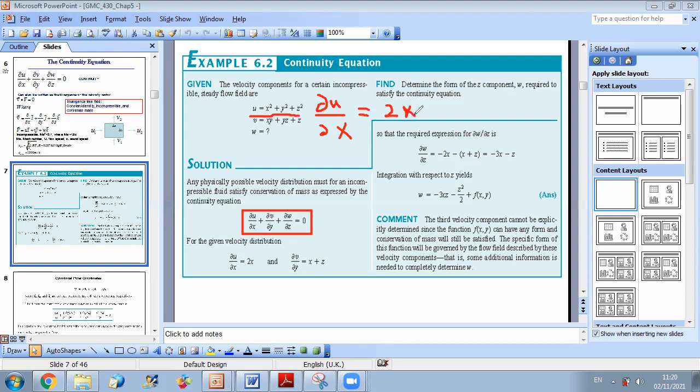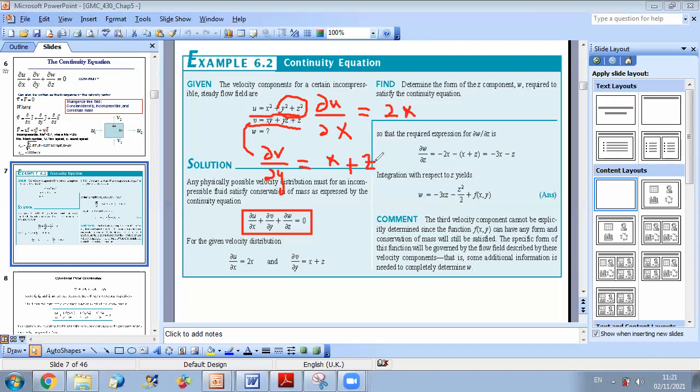Okay? Now, always remember when you do partial derivative, the other variables are considered as constants. Now, for del v by del y, v is defined as xy plus yz plus z. So when you derive v with respect to y, x and z are constants. This is why the derivative of xy will be equal to x, and the derivative of yz will be equal to z. So del v by del y is equal to x plus z.